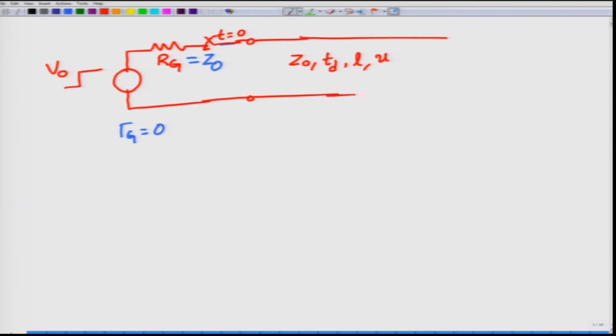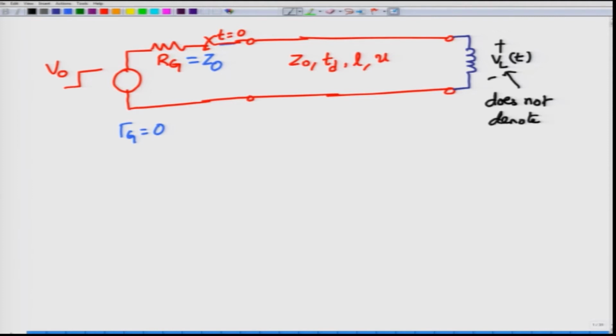Okay. So we connect this transmission line to a reactance. As I said, we will consider first the case of a pure inductance. We label the voltage across the inductance as V_L of t. Please note that this subscript L does not denote inductor, because later when we consider the load to be a capacitor, we again label the voltage across the capacitor as V_L of t, and the current through the capacitor as I_L of t, indicating load. These are not indicating inductances, they are simply indicating that this is the load voltage.